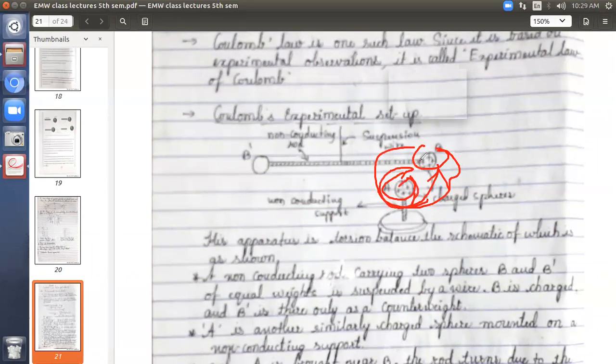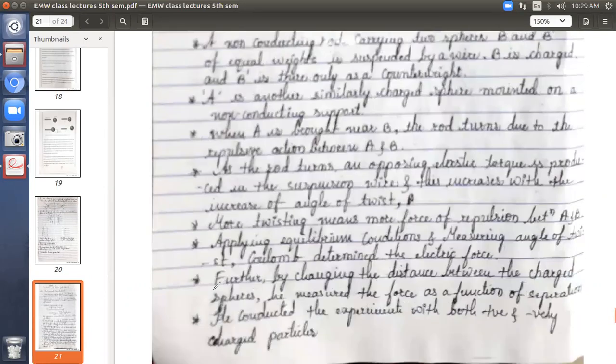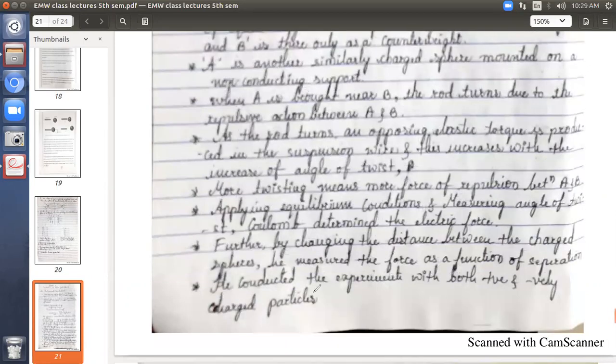He might have changed the charges, one positive and the other negative, opposite charges. Keeping such charges also, he checked the observations. For opposite charges, a force of attraction exists. So all these trials and errors were done by Coulomb using this torsion balance experiment. So what conclusion did he reach? He conducted this experiment with both positive and negative charged particles, of course.